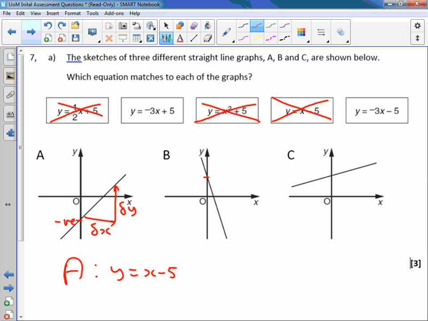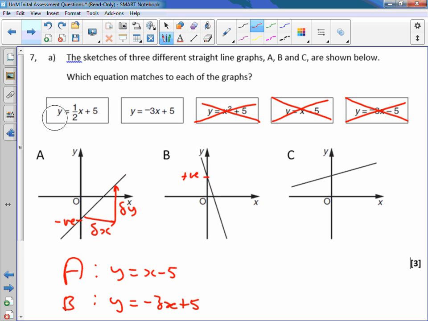Now that's our y-intercept there. It's a positive number. It's above the x-axis. Therefore, it can't be that. So it gives us that B is y equals minus 3x plus 5. Okay, so let's leave the ones crossed out that we've already used, and which it can't be.